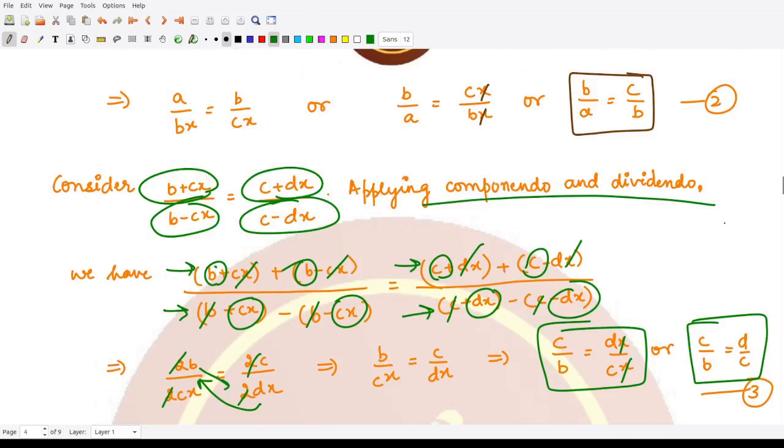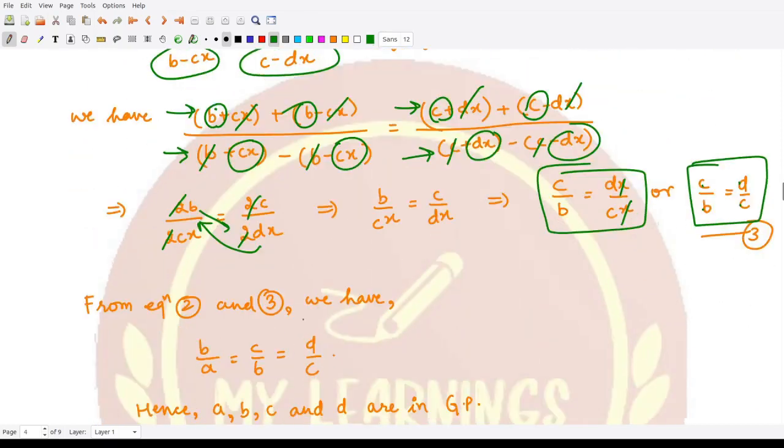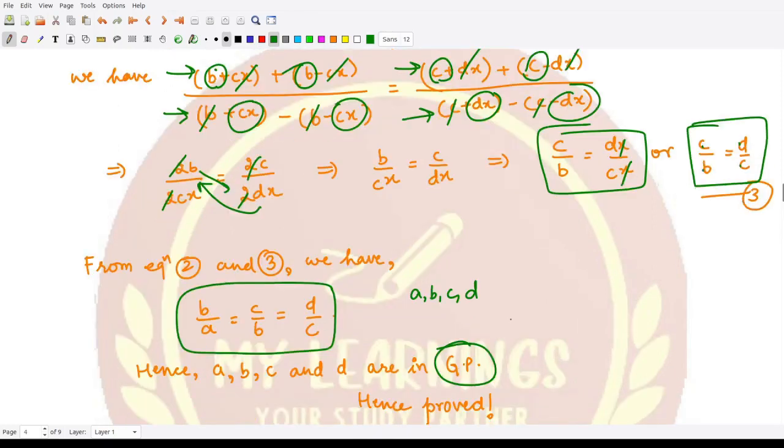Now from equation 2 and equation 3, you have b/a equal to c/b, where c/b is further equal to d/c. Therefore you have these three ratios equal to each other. Hence from here you can very clearly say that numbers a, b, c and d are in GP, and this is what we wanted to prove in this question.